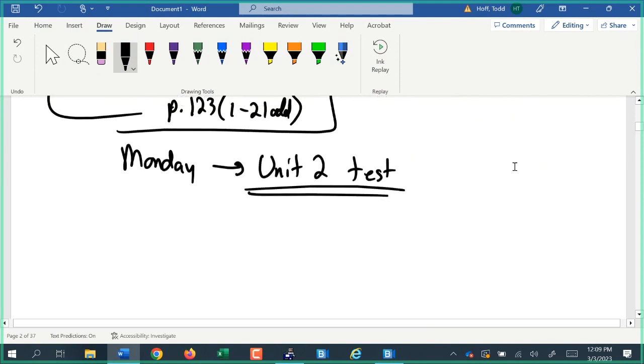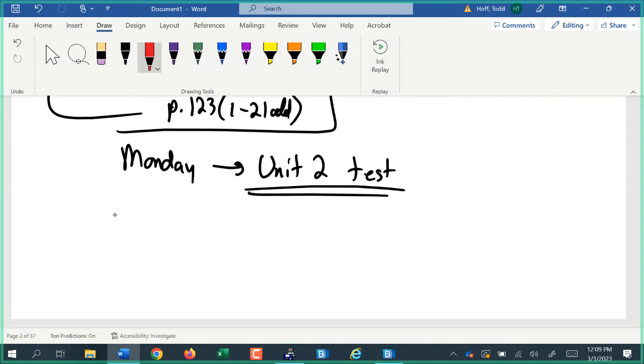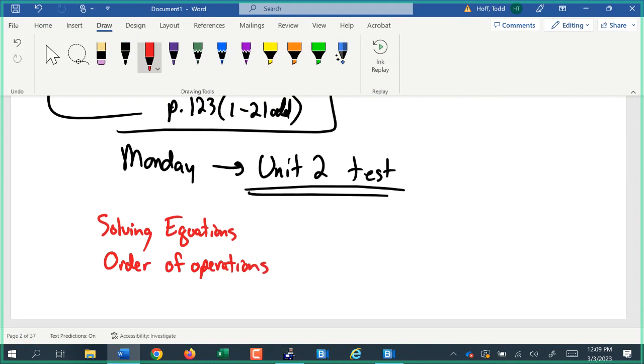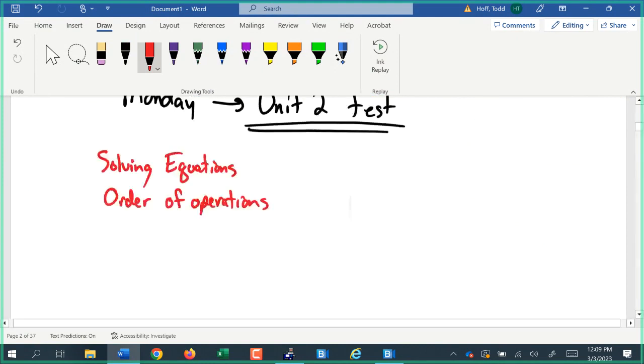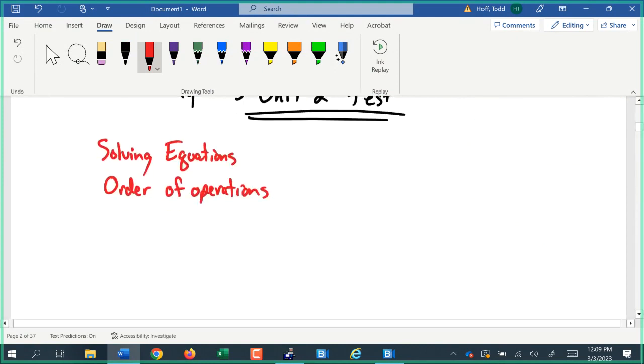Now, these first couple are fairly simple. Solving equations. And order of operations. Those, again, are pretty simple, mostly like what you've seen before. But now some stuff that might be different than what you've seen before.